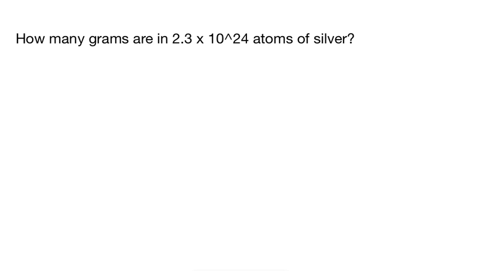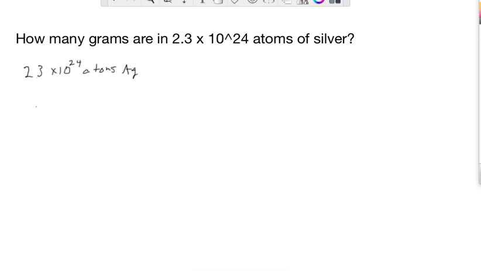Alright, in this video we're going to go from atoms of an element to the mass, or how many grams that is. So let's start off with the number that they give us, which is 2.3 times 10 to the 24th power. This little character here is called a caret, and it just means this number 10 to the 24th power. So we're going to start off with this, and the units on this are atoms of silver. So I'll say Ag, so atoms of silver.